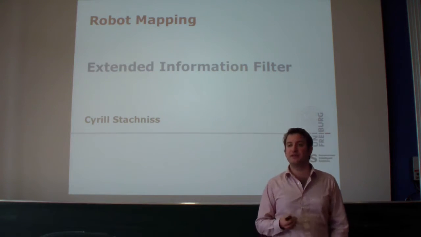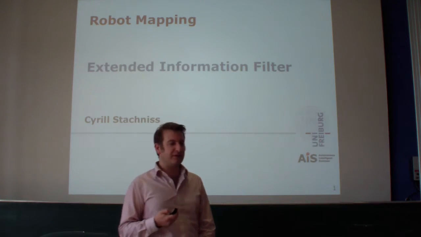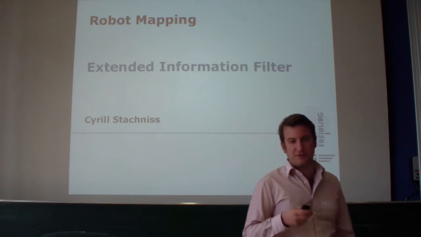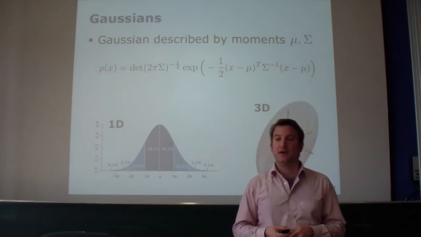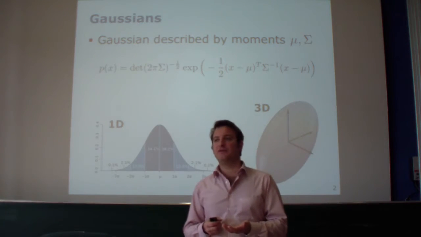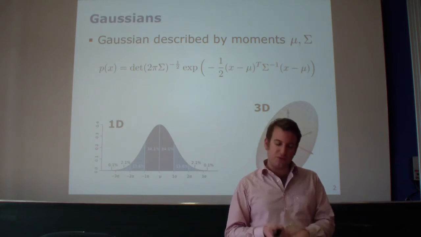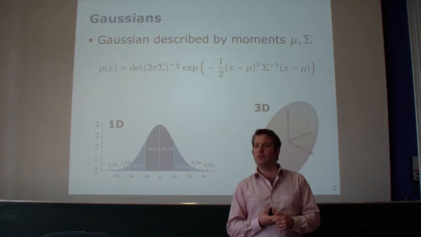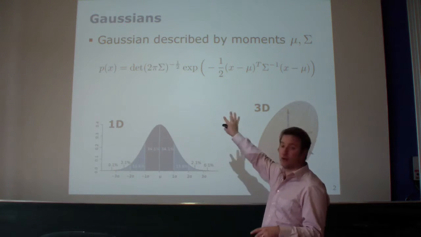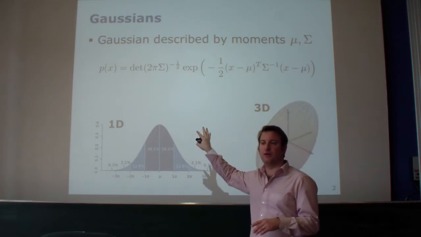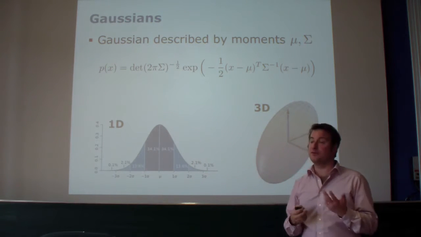So the extended information filter is often also called the dual filter to the extended Kalman filter, as it has the same properties in terms of the things it can estimate, but it changes the representation in which it is done. What the extended Kalman filter was doing was using Gaussian distributions, describing them with their first two moments, which are the mean and the covariance. Therefore, this form of the Gaussian is also called moment form. The mean and the covariance are called moments of the distribution, the first two moments.